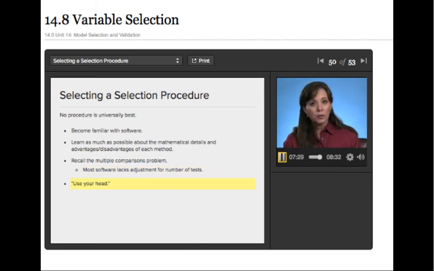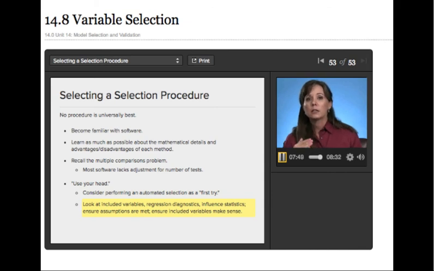So the number one thing you can remember when you're using these procedures is to use your head. You are smarter than the computer. If you're the researcher, if this is your data, you know these data inside and out, and you can determine which variables make sense to include and which variables do not make sense to include. Perhaps you might want to run one of these automatic variable selection procedures as a first try. Look at what's included, look at the regression diagnostics, check all the influence statistics, make sure all the assumptions are met, and if the explanatory variables that were in the model make sense to you, then that's the model that you go with.